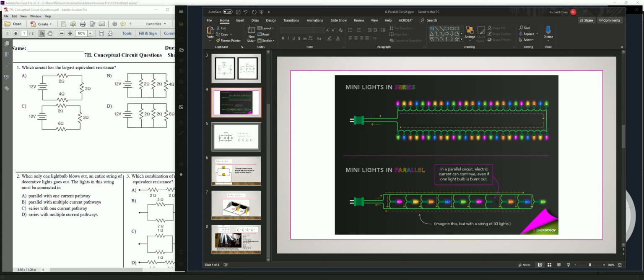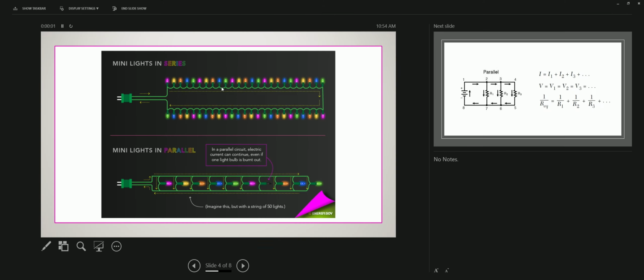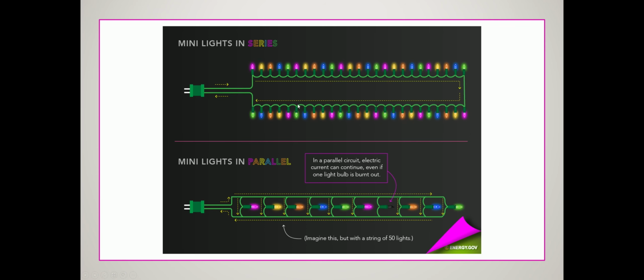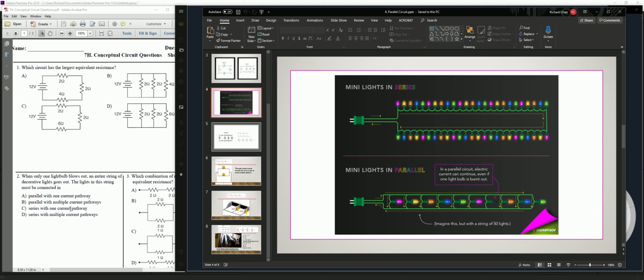The other options are series, right? So it's either choice C or choice D. Choice C says series with one current pathway, and choice D says series with multiple current pathways. Series with one pathway is this top part right here. If one light burns out, there's no more electric current, because if one light stops working, electric current can't pass through it anymore. So the entire thing goes out. So it's going to be choice C.